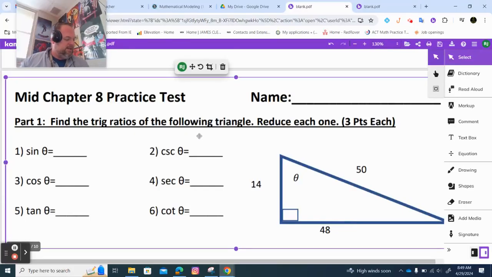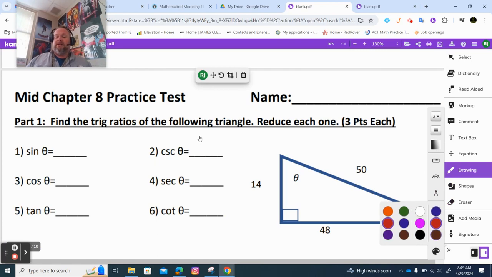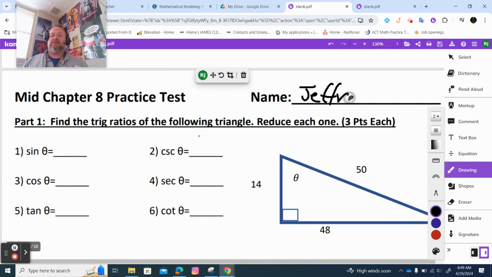All right, we are taking a mid-chapter 8 test, but it can fall anywhere. And after today, we only have 2 more Mondays of school. That third Monday is an e-learning day. The countdown is upon us.